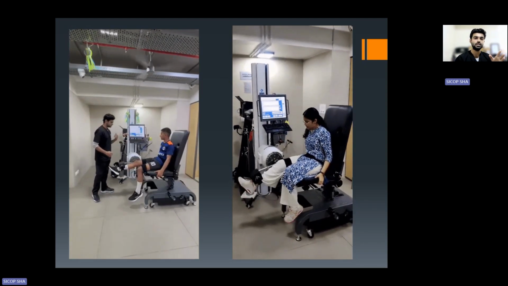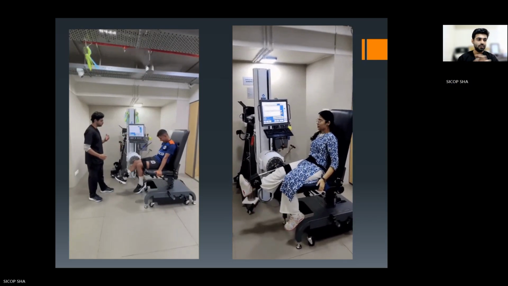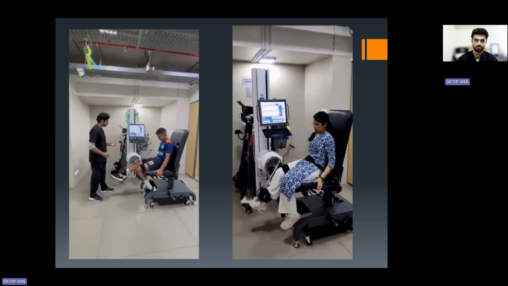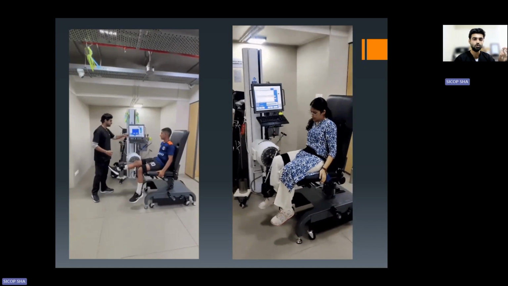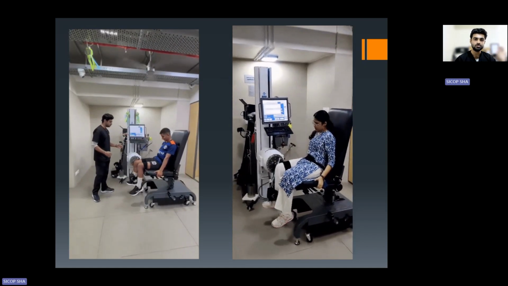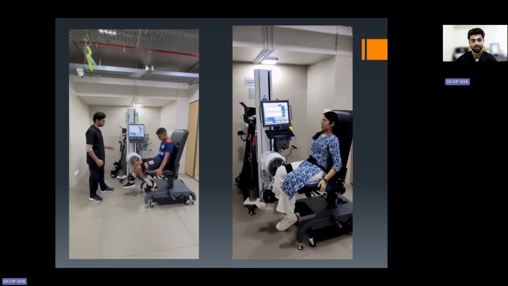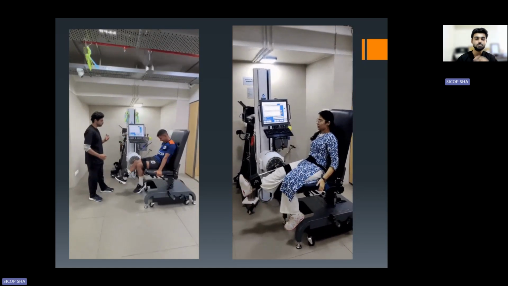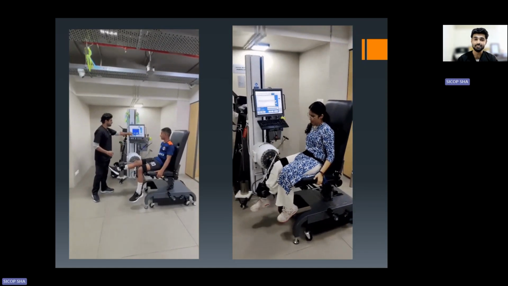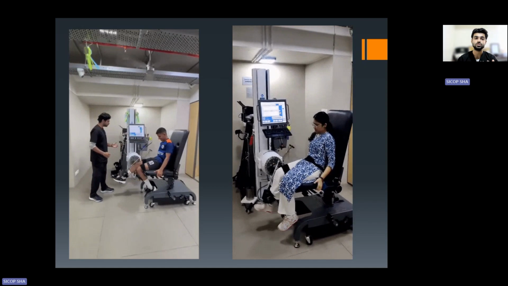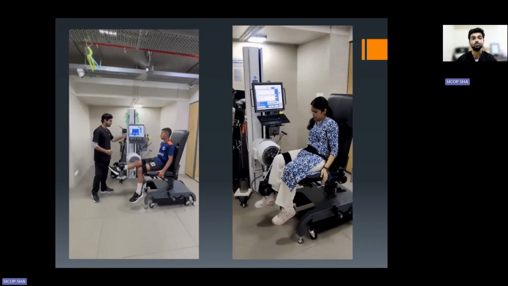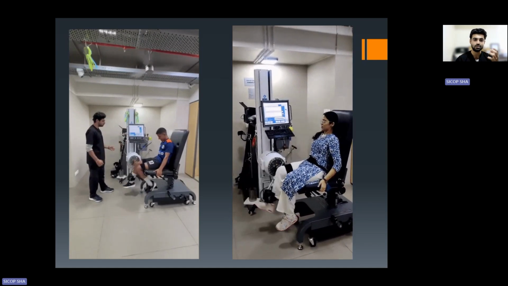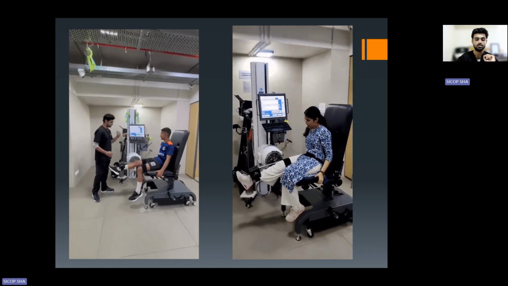If we do isotonic or gym-related training, if we apply 5 kg of weight for dynamic quadriceps activation, the resistance will be constant through the whole range of motion, that is 5 kilograms. But in isokinetic training, if we apply a speed of 60 degrees per second, the athlete can apply maximum force to match that speed and move the limb forward. Okay, so these are the two examples. We can see how isokinetic training is going on.